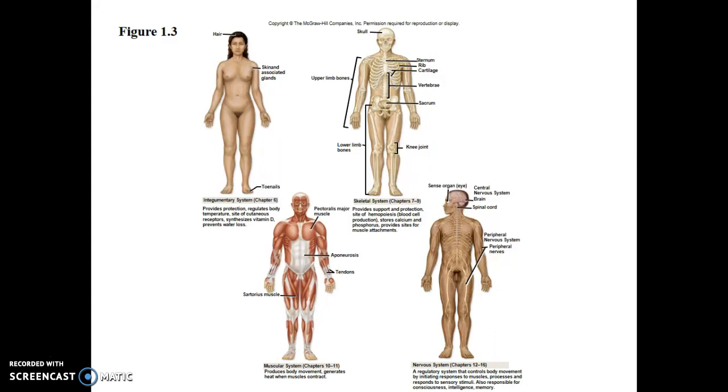The nervous system helps us in maintaining homeostasis. It's one of our organ systems, one of those control systems that helps in maintaining homeostasis.